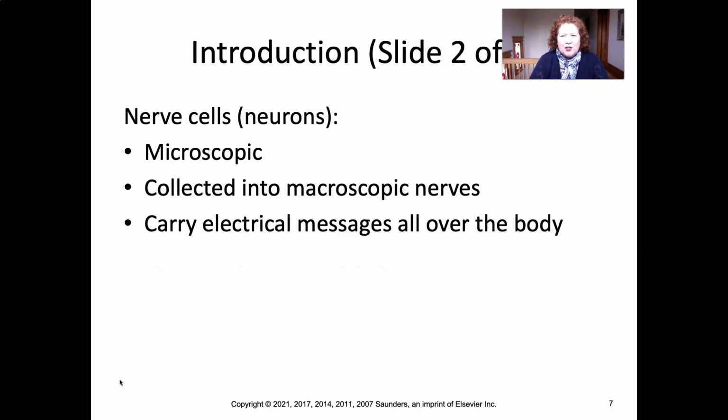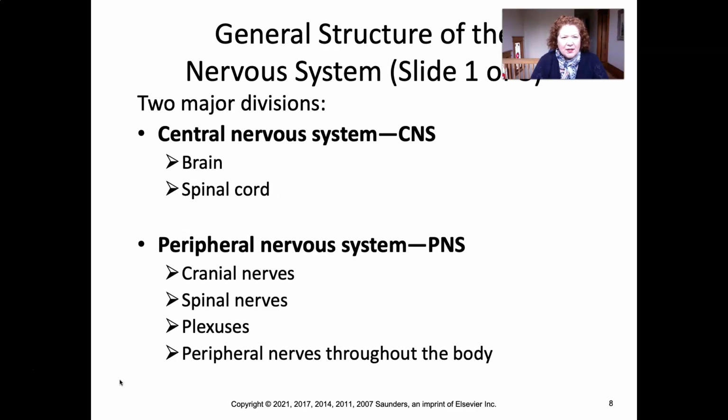Nerve cells are called neurons. They are microscopic. They are collected into macroscopic nerves, and they carry electrical messages all over the body, everywhere. There are two major divisions that we need to know about. The first one is the central nervous system, the CNS, and that includes the brain and the spinal cord. Those are the main organs, so to speak, in the central nervous system.